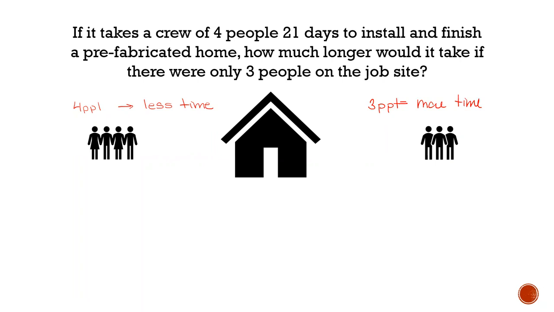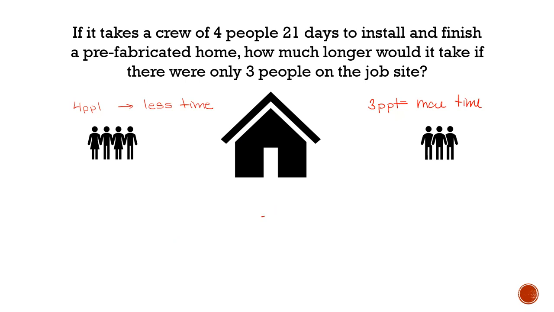Now, of course, I know there's a number at which there's too many people and it doesn't get any faster. We're just assuming everybody can work at the same rate. So this gives us a good idea. Let's now do some math. To set these ones up, we can set them up like a ratio, where the ratio of the number of people is going to be opposite to the amount of time it's going to take. But I'm going to show you another method to set these up.